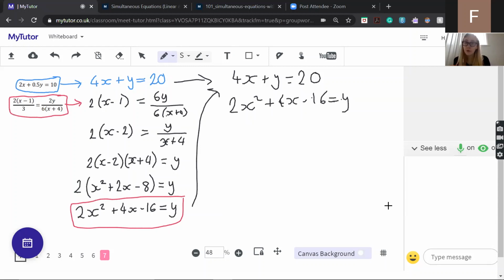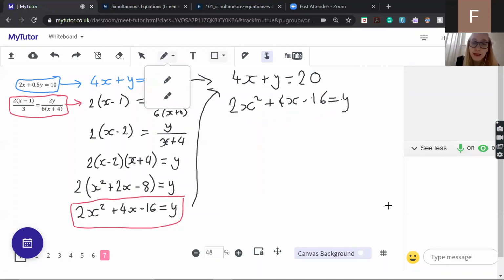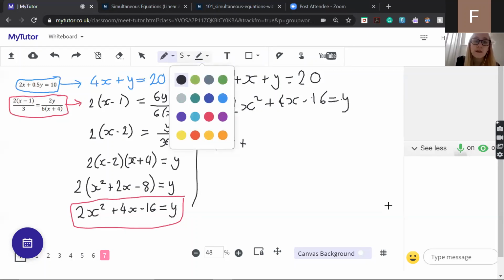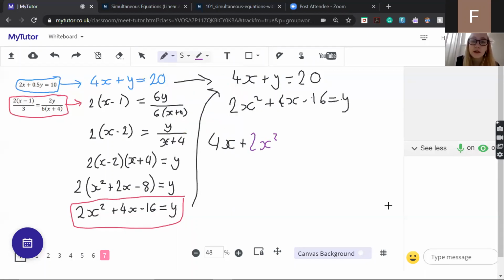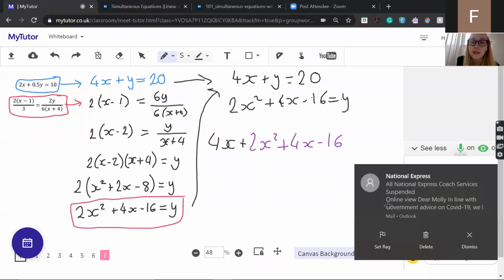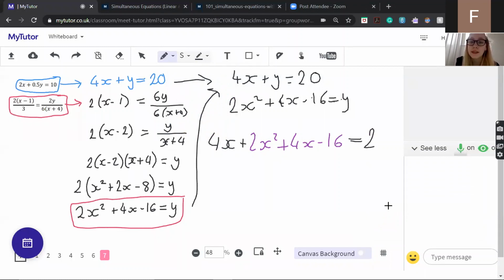And now what we're going to do is just like the last one that we did before I took questions. Look at this, all of this equals y. Sometimes you'll have to rearrange it to make it equal to y, to substitute it in. In this equation, wherever we see a y, we're going to write this, because they're equal, they're the same thing. So 4x plus, instead of y, we write 2x squared plus 4x minus 16, and that equals 20.